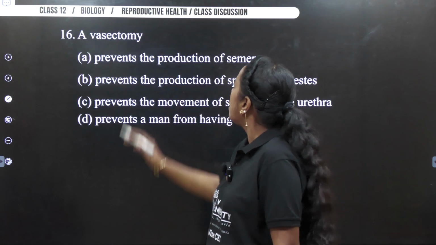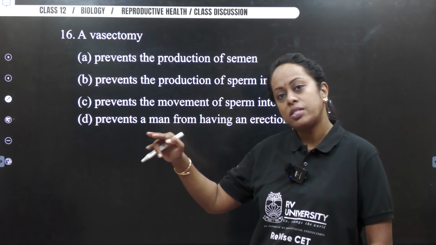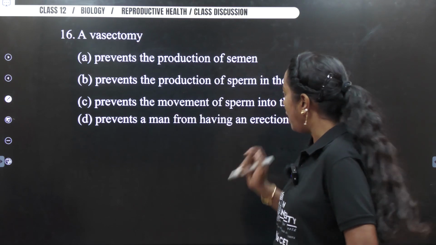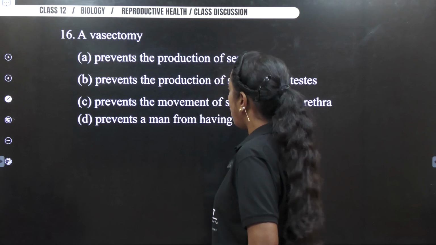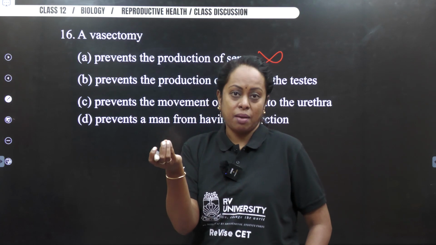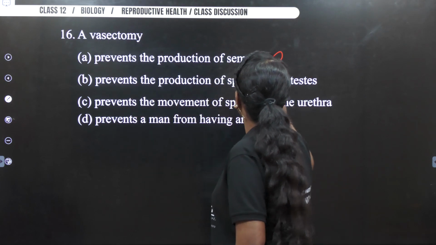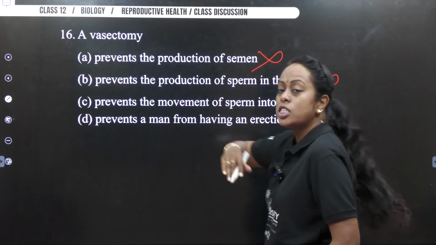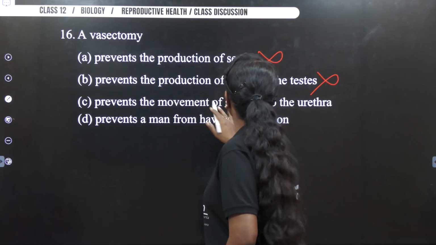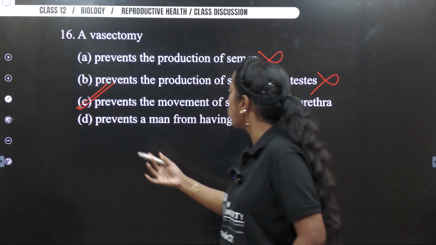Okay. Next, vasectomy. Now just now we studied what is vasectomy. Cutting of vas deferens and knotting it. It's one of the sterilization techniques for males. Prevents the production of semen. The accessory glands will definitely produce semen. It has nothing to do with it. So prevents the production of sperm in the testis. No way. Transport of the sperm, transport of the gamete is what is being blocked. Prevents the movement of the sperm into urethra, definitely, because vas deferens has to join it.